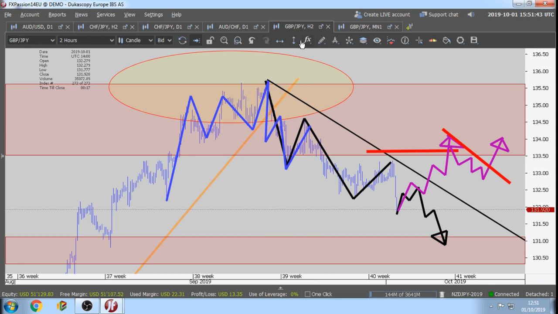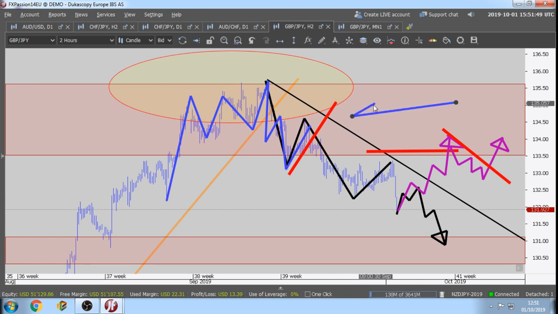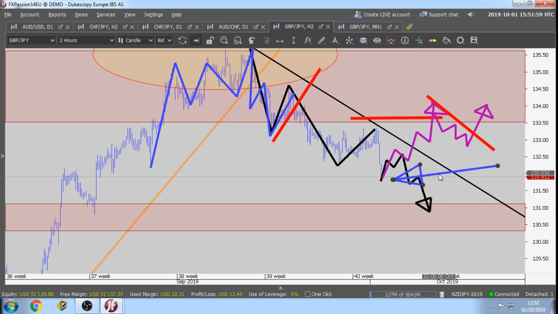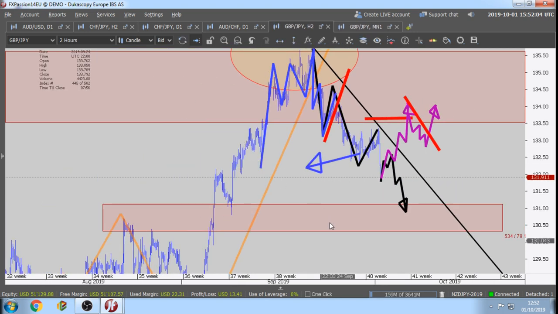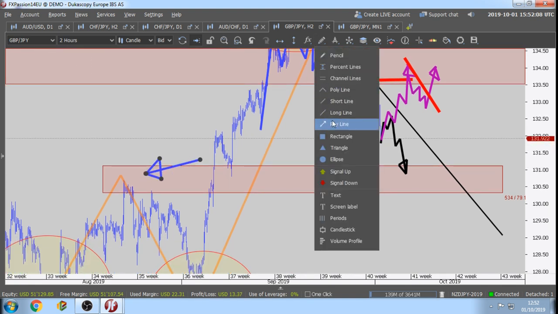So the entry would be here. This would be the entry. You have two lower lows, two lower highs, counter trend and break, so this would be the entry. But the train for me has left the building. We are near past resistance. I mean past support in here. Past support.